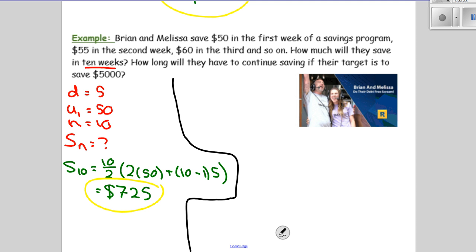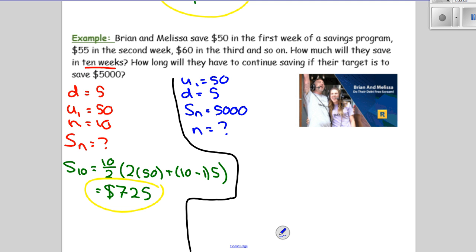How long would they have to continue saving? They want to know the n, how many weeks, if their target is to save $5,000 in total. So what would our S of n be in that case? 5,000. If it helps, feel free to generate another list. U of 1 is still 50, d is still 5. We know the S of n is 5,000. We want to know what the n is. So we're going to have to solve, unfortunately.